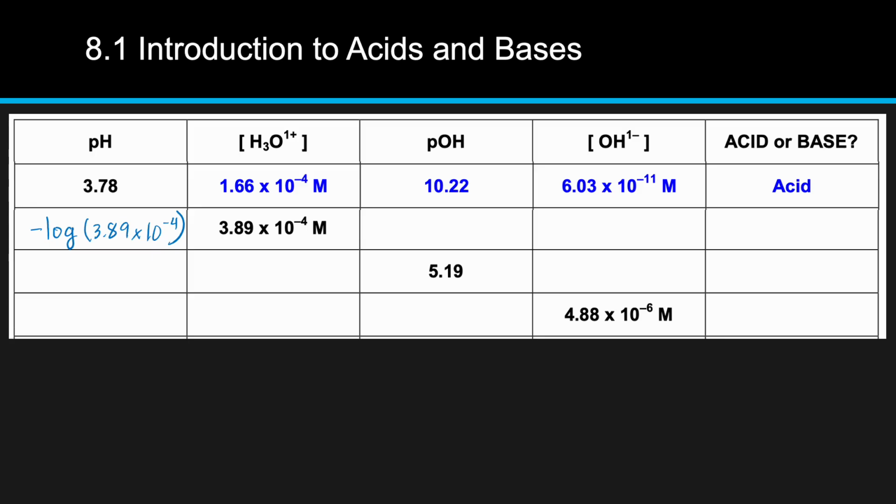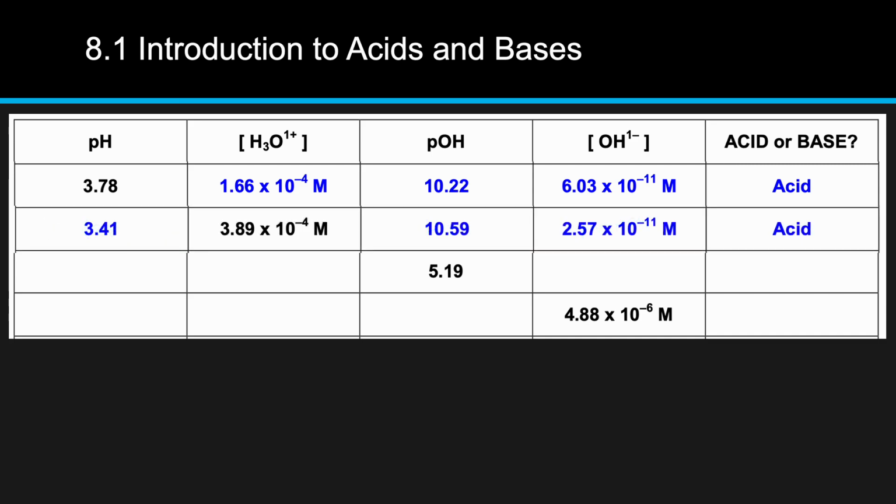To get pOH, remember I'm just going to take 14 and subtract my pH that I just got. And then to get my concentration of OH minus, I'm just going to do 10 to the negative pOH. Now, to identify whether it's an acid or base, I always look back at the pH. Because I have a pH of 3.41, that is going to be acidic. So those are your answers for the second row.